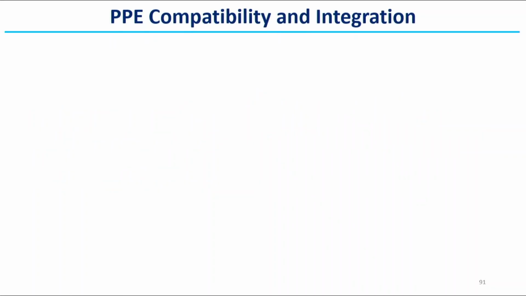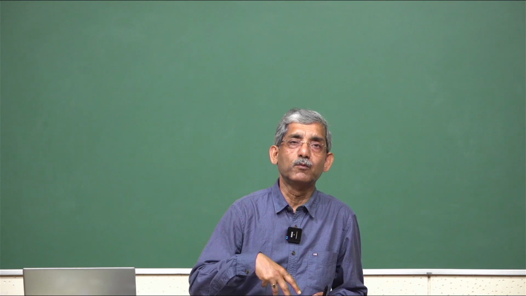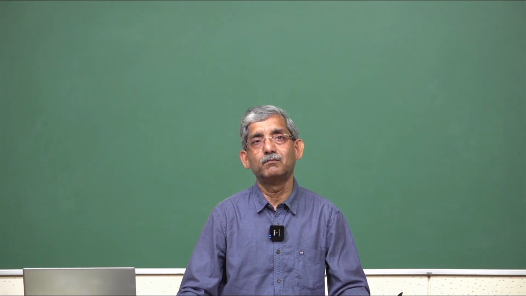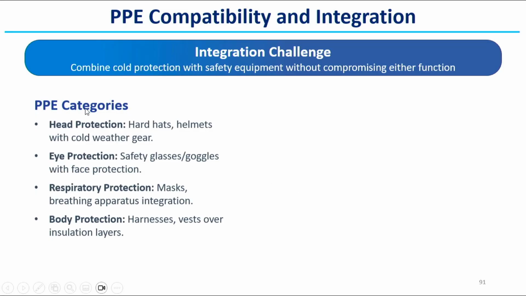And PPE compatibility and integration. Integration challenge: combine cold protection with safety equipment without compromising either function. If we want extreme cold and bulletproof, multiple integration is required, and we have to integrate without compromising the function. PPE categories: head protection is also there, hats and helmets with cold weather gear, and that should not compromise the function.